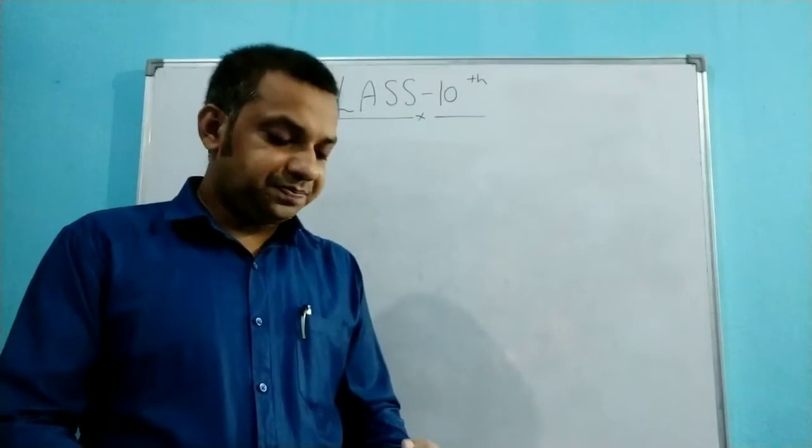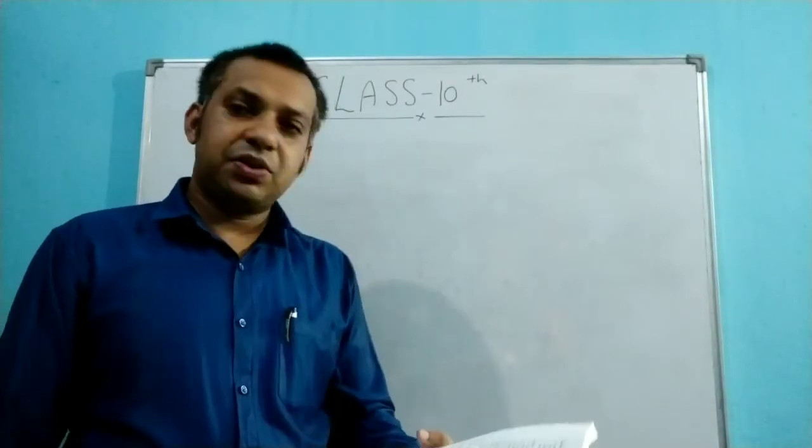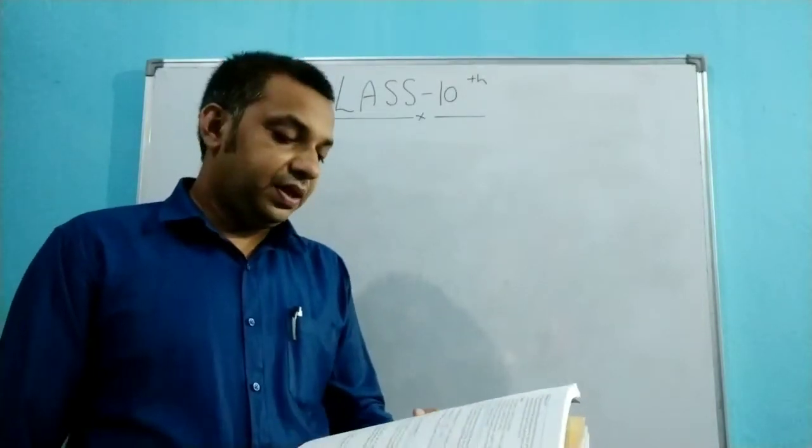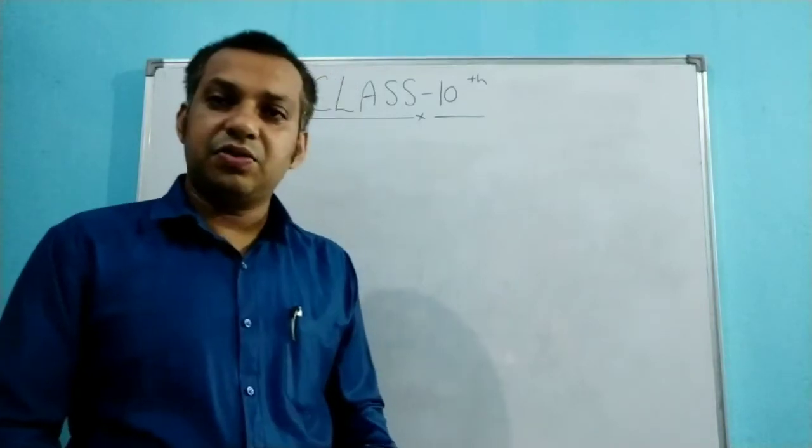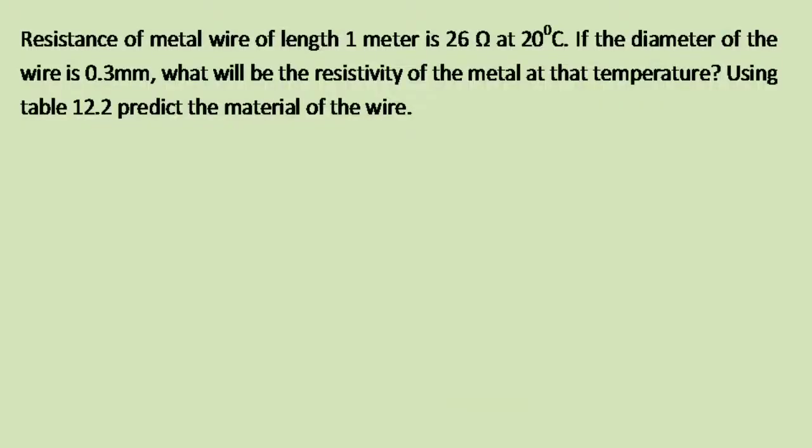So it is the question on page number 208 of NCERT, example number 12.5, and the question is: the resistance of a metal wire of length 1 meter is 26 ohm at 20 degrees Celsius. If the diameter of the wire is 0.3 millimeter, what will be the resistivity of the metal at that temperature?